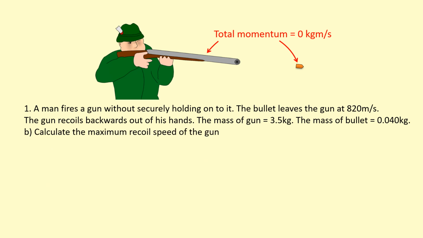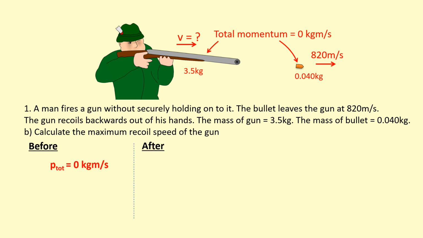Part B of the same question, calculate the recoil speed of the gun. So let's label all the numbers that we have. We've got the mass of the gun, we've got the mass of the bullet, we've got the speed of the bullet. We know that we're trying to find the recoil speed of the gun. Let's break this question down into before and after. We know the total momentum before is 0, total momentum afterwards also needs to equal 0.